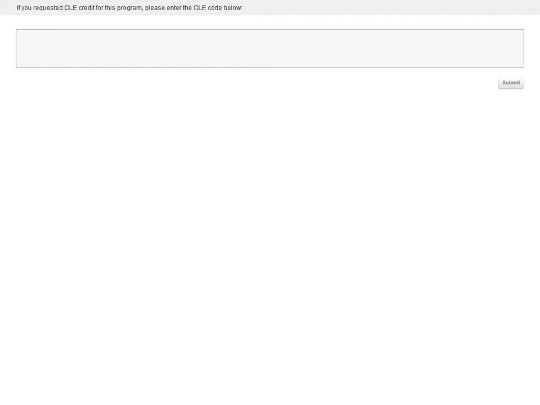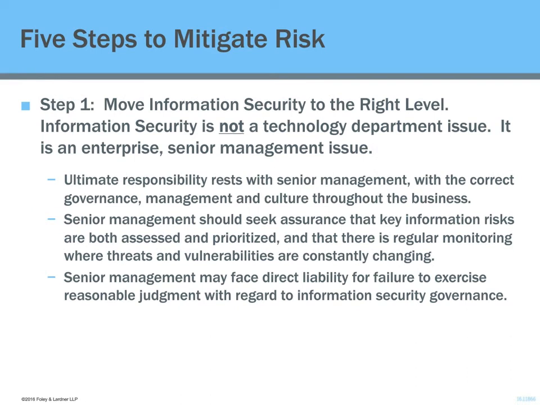Thank you, Sivan. All right, let's talk about steps that we think organizations should take to mitigate these risks that we've been talking about. Step number 1, and all of these steps we feel are very important. This is probably, not by coincidence, number 1. That is, move information security to the right level.